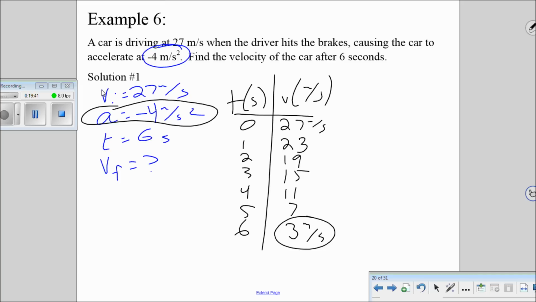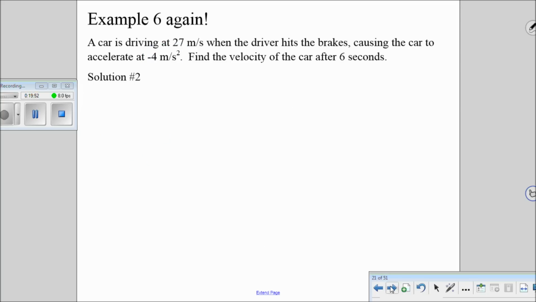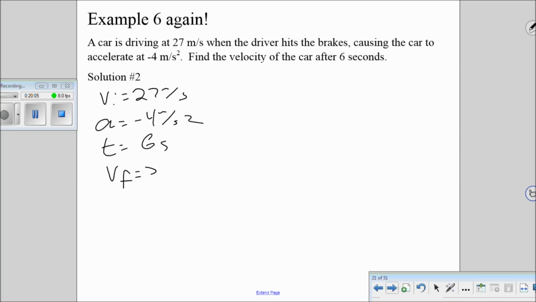Okay, so that's one way of doing it. And again, not practical, but I like it because in order to solve the problem this way, you have to understand what acceleration is. All right, now here's another way of solving the same thing. Let's go back and write down what we know. We know our Vi is 27 meters a second. We know our acceleration is negative 4 meters a second squared. And we know the time is 6 seconds. And we're looking for our final velocity, right? So we have an equation that ties these variables together, right? The problem is we're not looking for acceleration. We're looking for Vf.